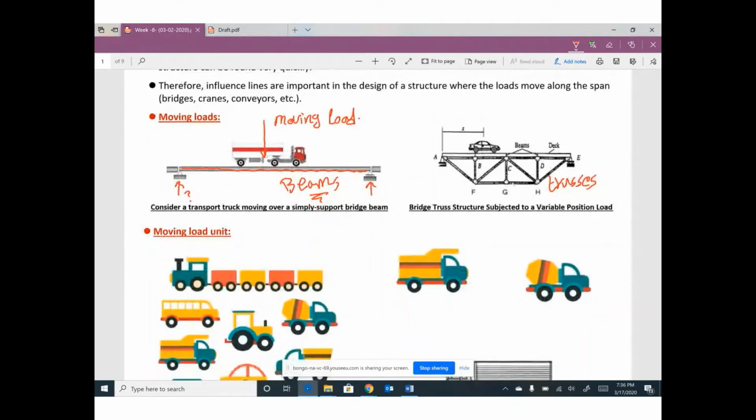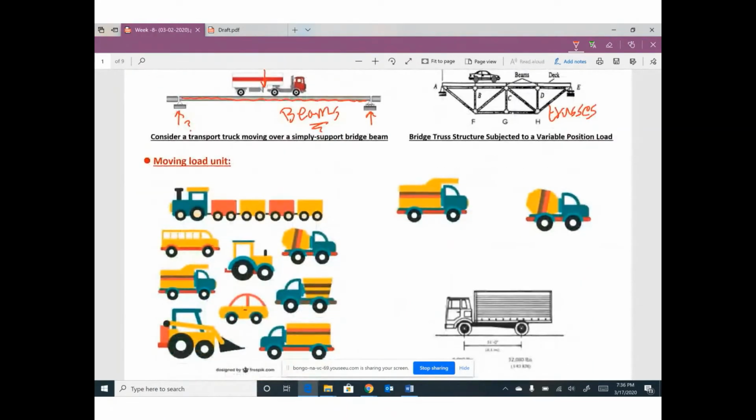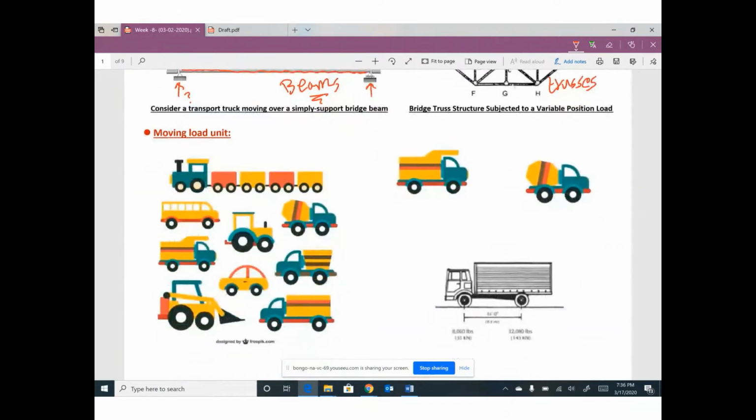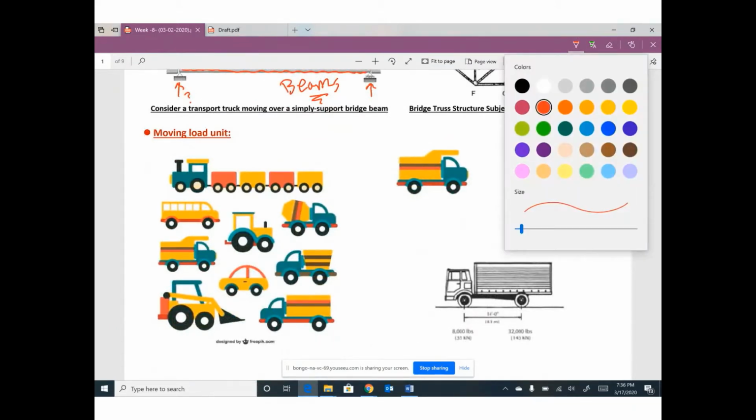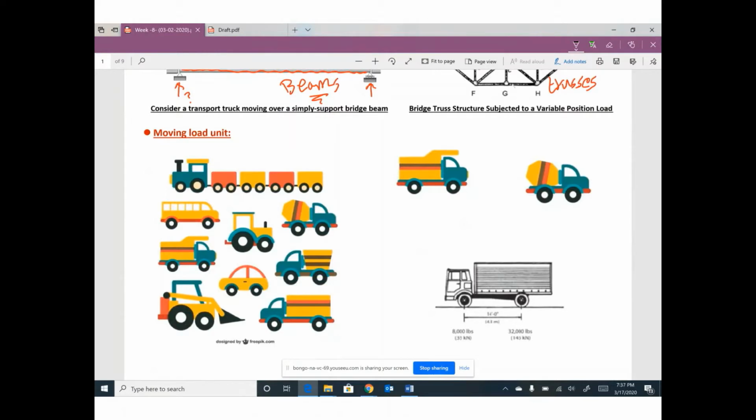We have different types of trucks, cars, and vehicles. So which car or which vehicle will I use? Actually, we will assume all of these types as a unit load. We have only a unit load: 1 pound, 1 kilonewton, whatever, 1 ton, it's a unit load. So we need to draw the effect of this unit load. Then we can convert this effect to any type of these trucks. Okay?